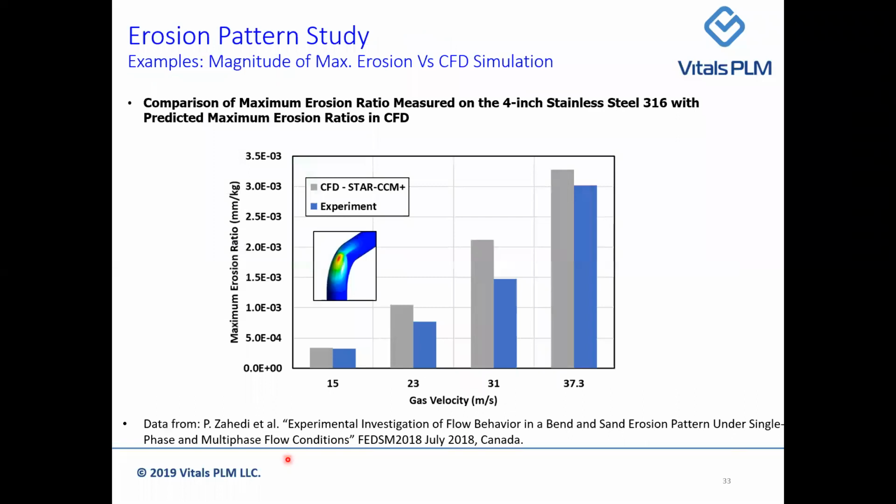So here in this plot, we can see a comparison of predicted erosion ratio with experimental data in a 4-inch elbow. Maximum erosion ratio is plotted versus gas velocity. And we can see there's a good agreement between experiments and CFD simulations. And we can conclude CFD can provide a reliable method for predicting erosion in elbows.